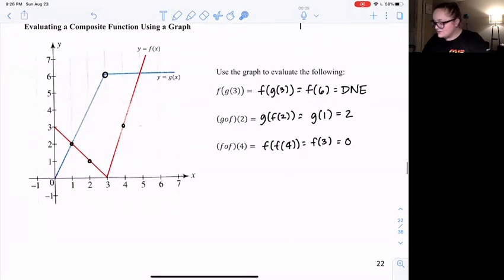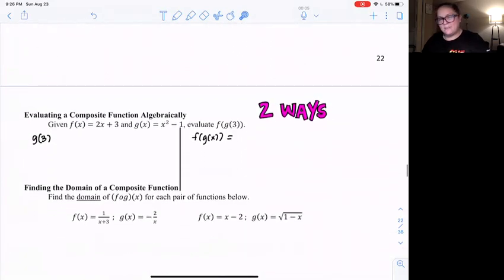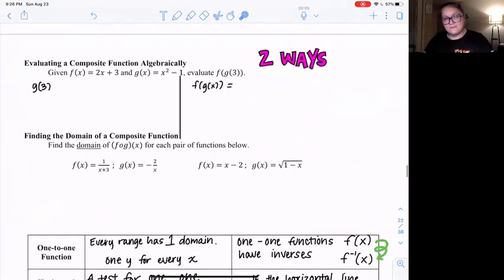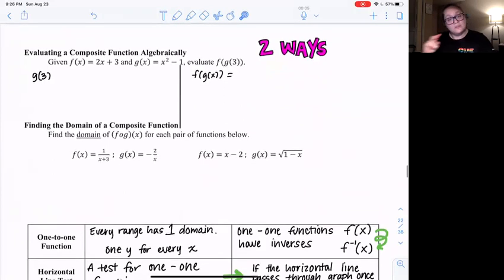All right, so now let's talk about how you evaluate composite functions algebraically. There are two ways that you can do this. The first way is you evaluate each of the functions at the respective value. You go from the inside out versus the outside in. The other way is you actually create that composite function and then plug in the value you're looking for. So let me show you both ways.